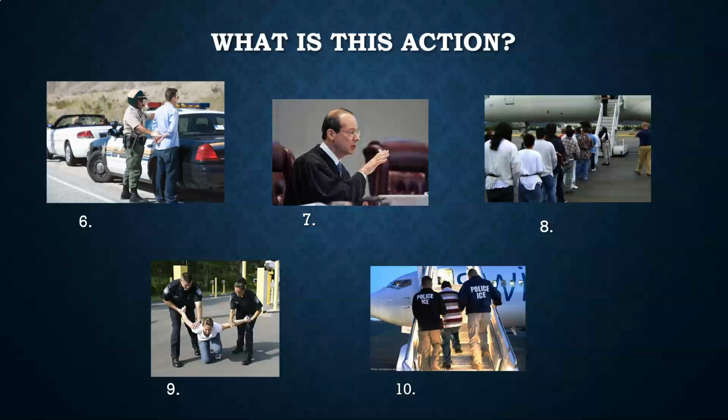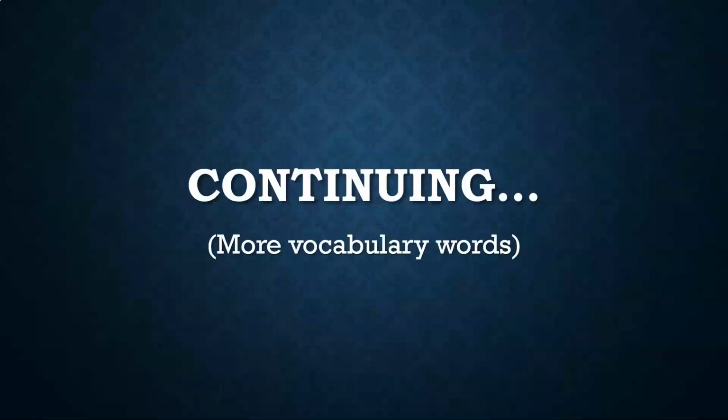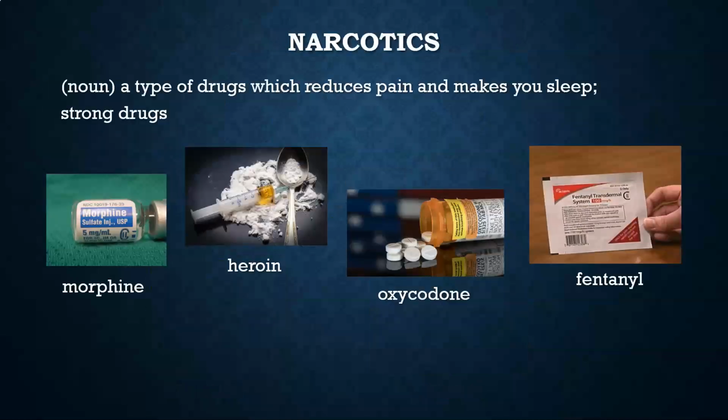Ready to check? Number 6 should be arrest, 7, convict, 8, deport, 9, arrest, and 10, deport. So check your answers. If any of those was difficult for you, you can send me a message and ask me questions if you want. But let's continue for the moment.